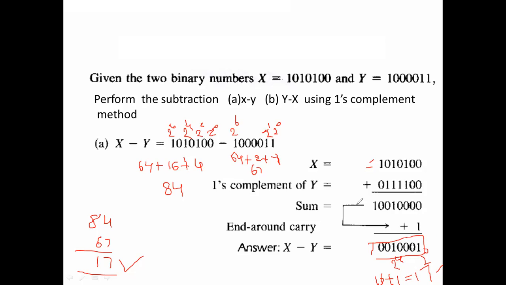Okay, no problem. This is the biggest number minus the smallest number, 84 minus 67. Suppose we are doing 67 minus 84, that is, y minus x, this problem is also required here. 67 minus 84 means compulsorily, what is the result, a positive number or a negative number? 100% a negative number. So how to do this, y minus x?